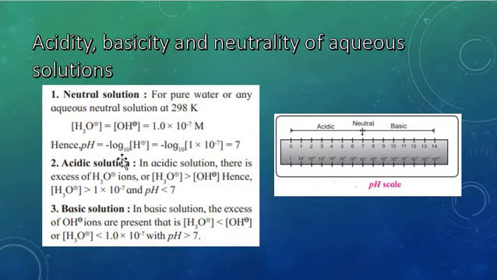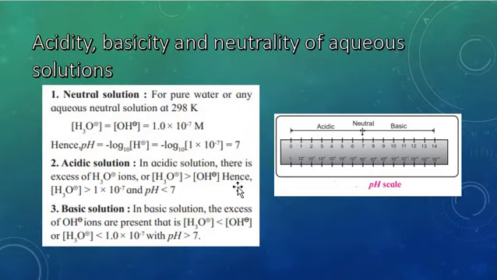pH is equal to minus log base 10 hydrogen ion concentration or hydronium ion concentration, on calculation we will get the pH value of distilled water is 7, which indicates that if a solution has pH value 7, then the solution nature is neutral. Acidic solutions.